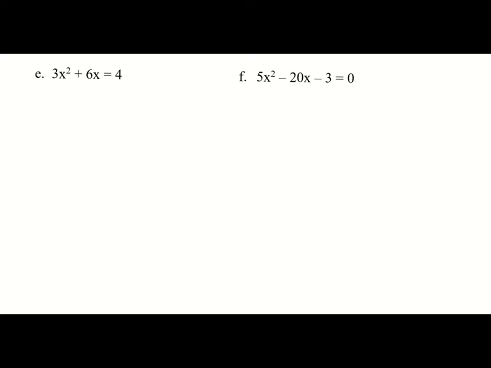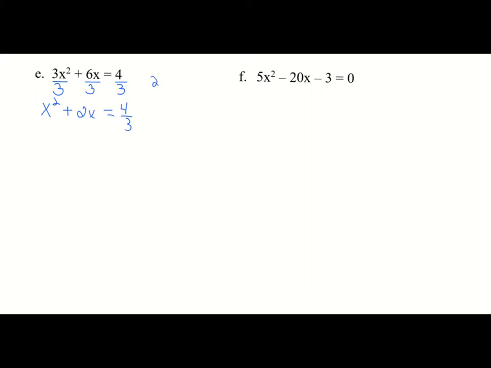Okay, so now we're going to look at E, and E is one of those cases where I said we really want the x squared to be by itself with the coefficient of only 1 before we complete the square. So what we're going to have to do first is divide everything by 3 to get rid of that coefficient with x squared, make it into a 1. So when I divide by 3, I end up with x squared plus 2x equals 4/3.